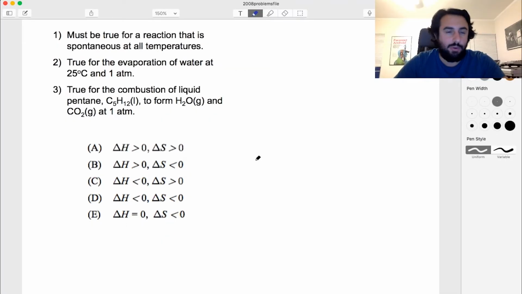Okay, we've got a couple questions here regarding thermodynamics. So we have some conditions for change in enthalpy and change in entropy, and we want to assign them to these statements. So the first must be true for a reaction that is spontaneous at all temperatures. When we are talking about spontaneity, we know we are talking about delta G, Gibbs free energy. So we want to make sure we have that association.